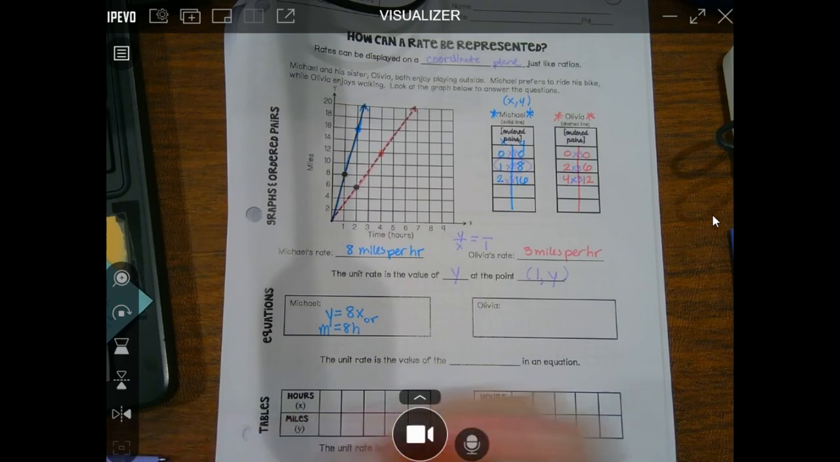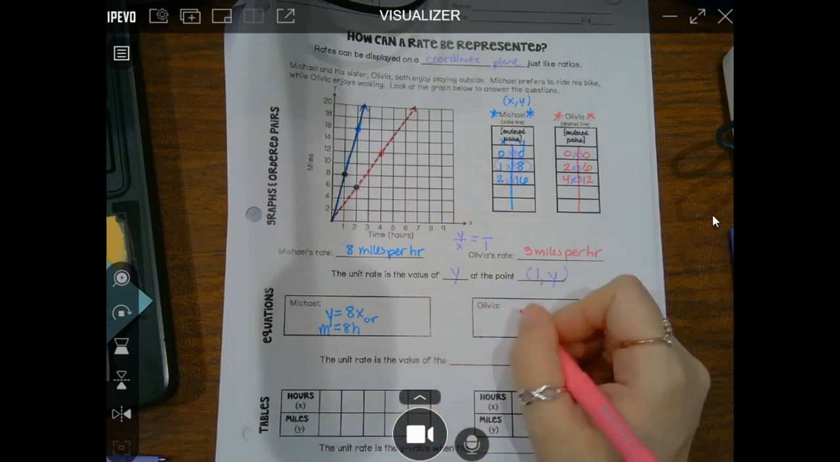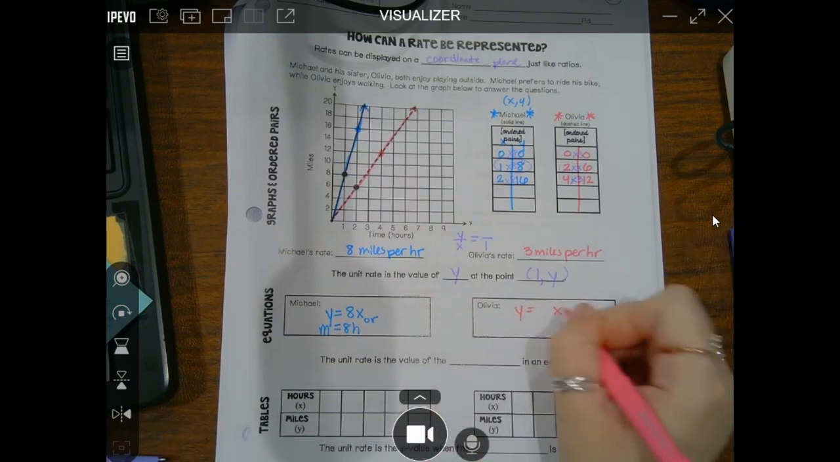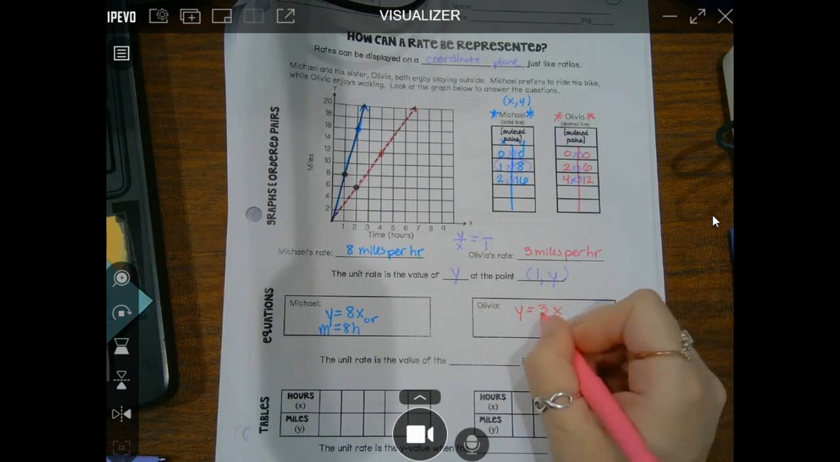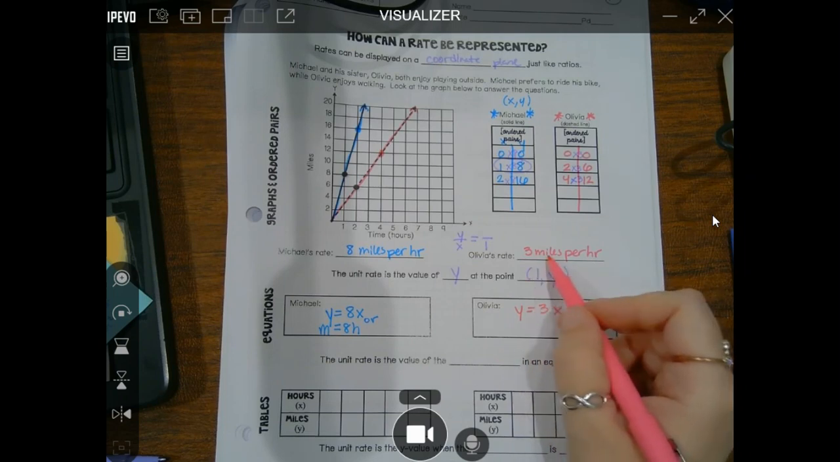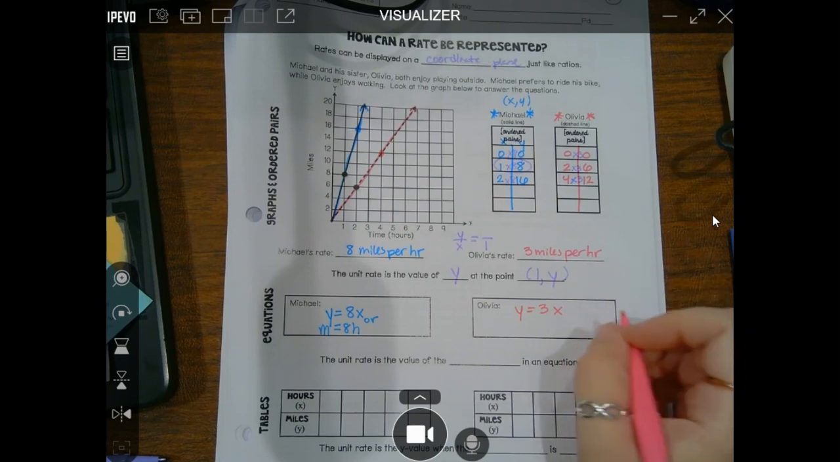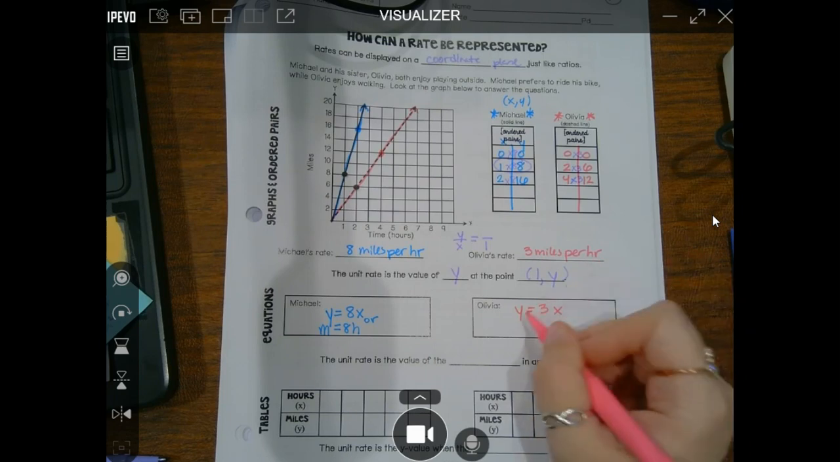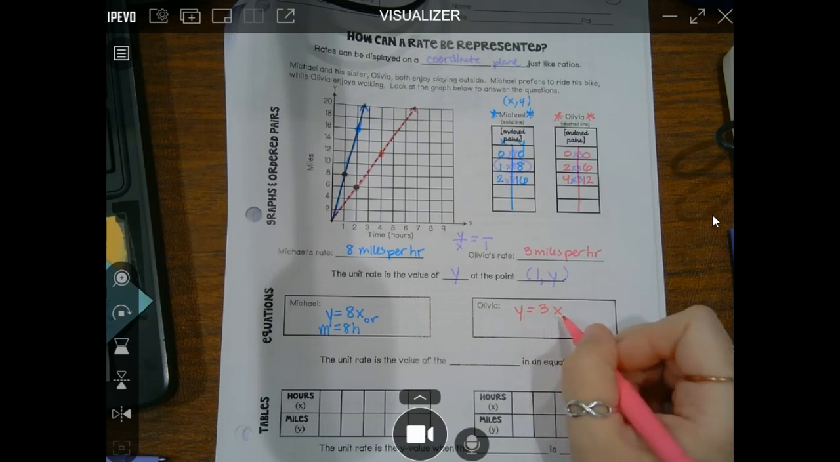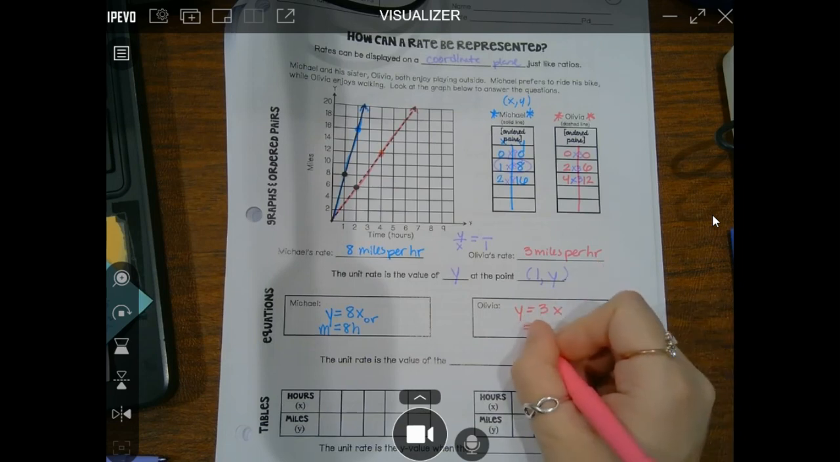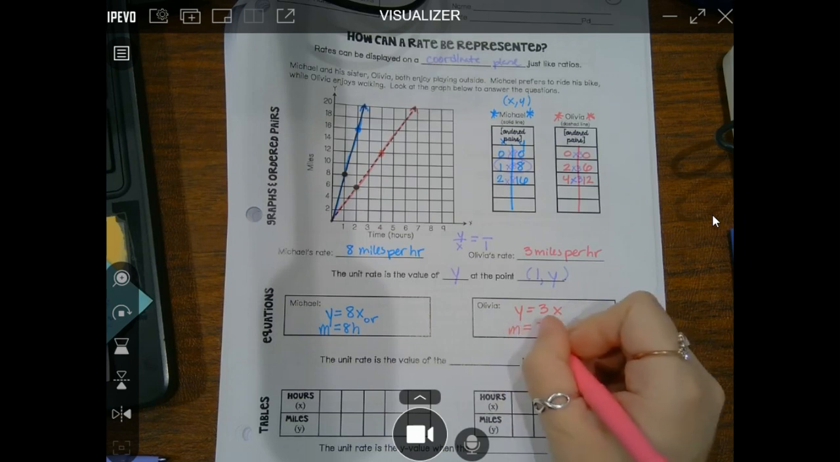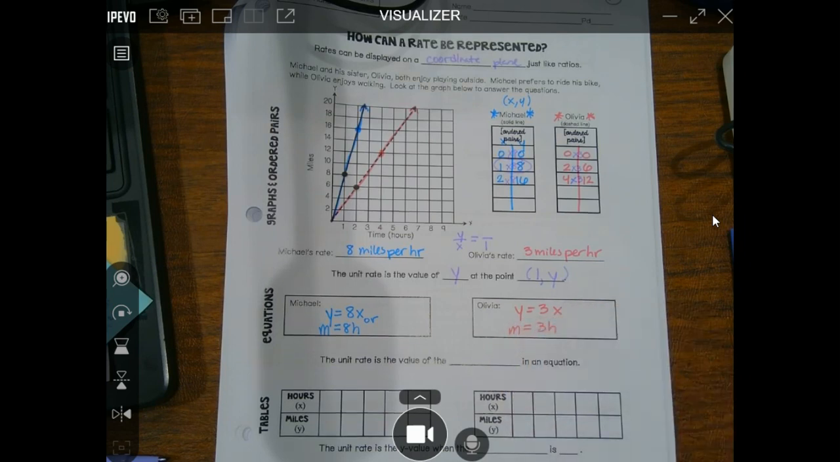Okay, for this one, what's the rate here? If you said 3, you're right. Okay, that's the unit rate because it's 3 miles per every 1 hour. And then again, if they said, please write y in terms of x, that would have been the equation. But if they said use m and h, this one would have been m equals 3h. Either of those are correct depending upon how they're asking you to write it.